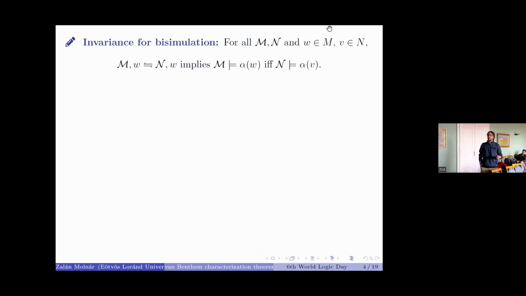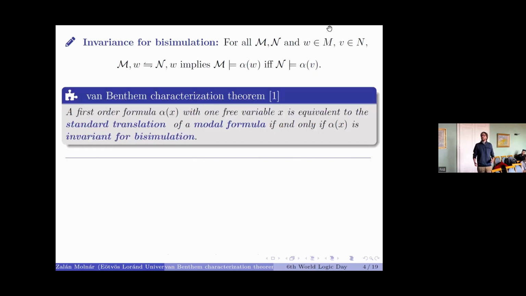And finally, what does it mean that a formula is invariant for bisimulation? It has the following content. Whenever we have two models, M and N, and we pick w from M and v from N, then if there is a bisimulation between these structures, then that formula is true in one structure if and only if it is true in the other structure. So having these notions, let me just recapitulate the content of the theorem: a first order formula with one free variable x is equivalent to a standard translation of a modal formula if and only if this first order formula is invariant for bisimulation.